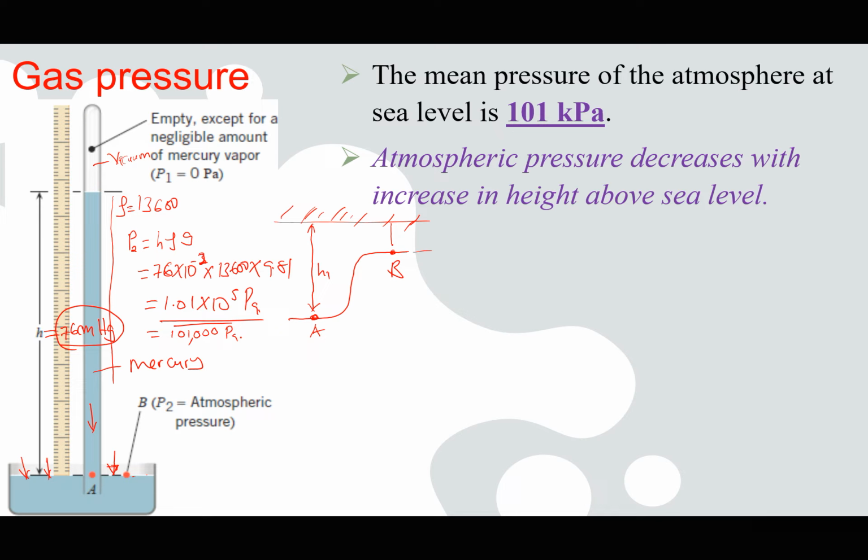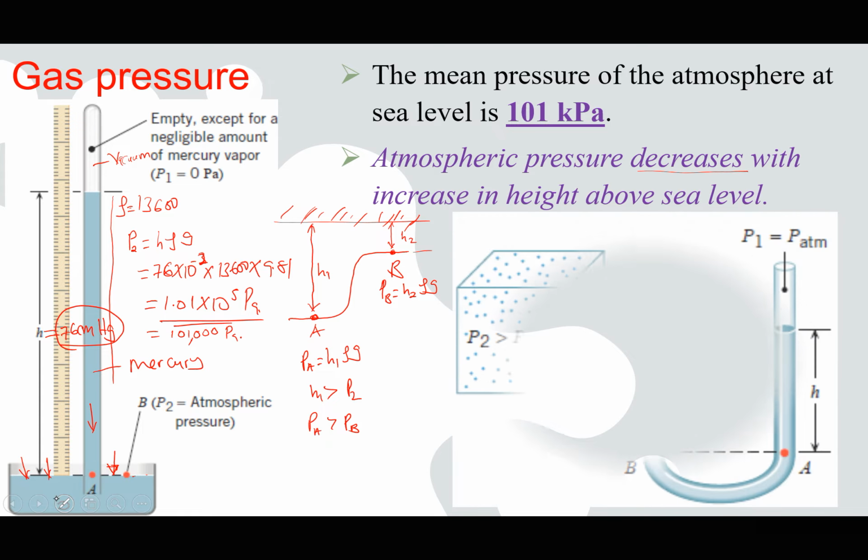And the height of the air column from the clouds, say, to the Earth's surface at a high altitude, this is H2. The pressure at A is going to be H1 times density times g. And the pressure at B is going to be H2 times density times g. But note that H1 is greater than H2, which means the pressure at A is greater than the pressure at B. So atmospheric pressure therefore decreases with increase in height above sea level. The higher you go, the smaller the atmospheric pressure.